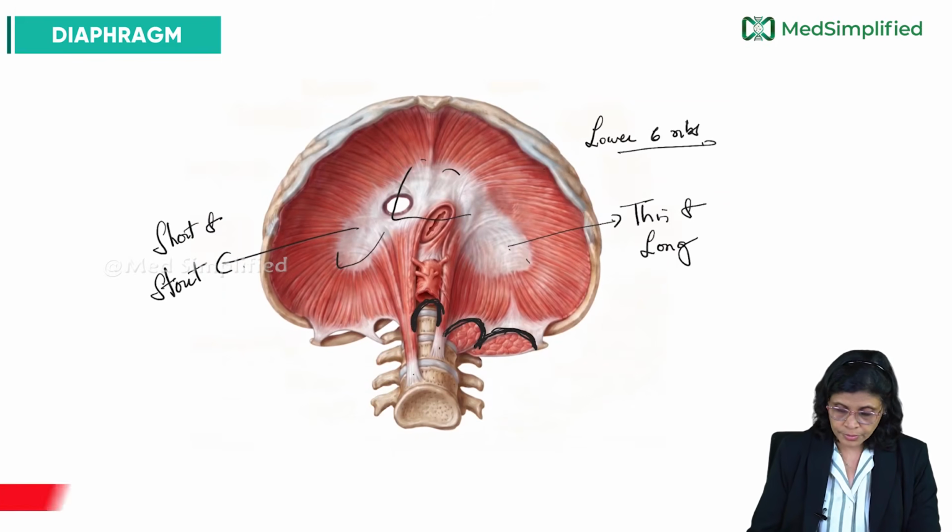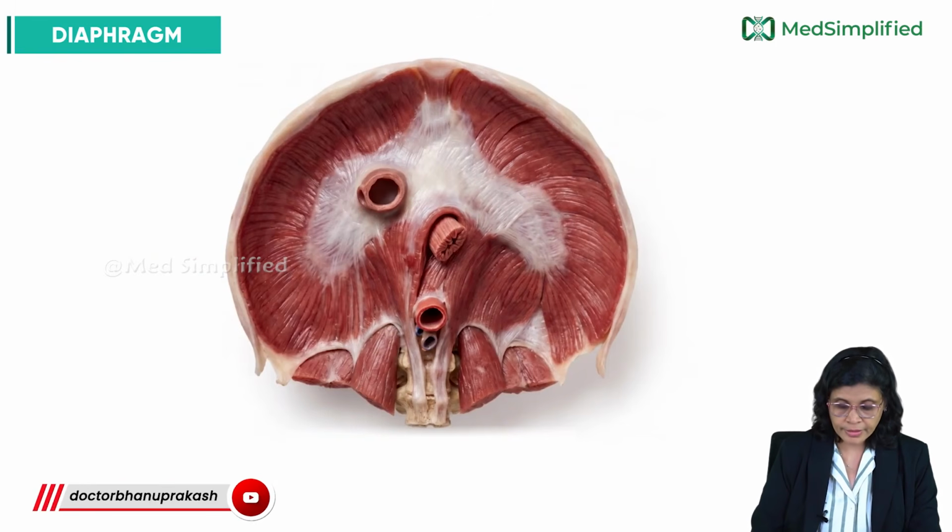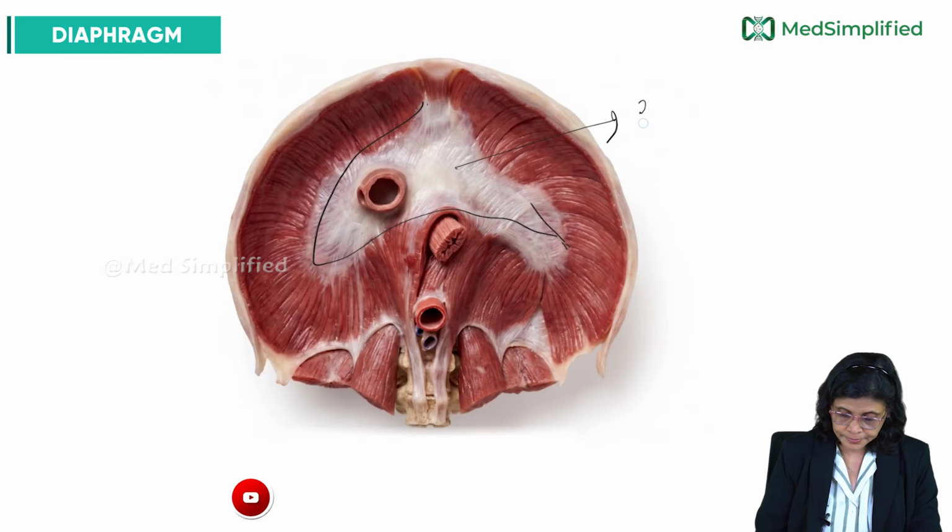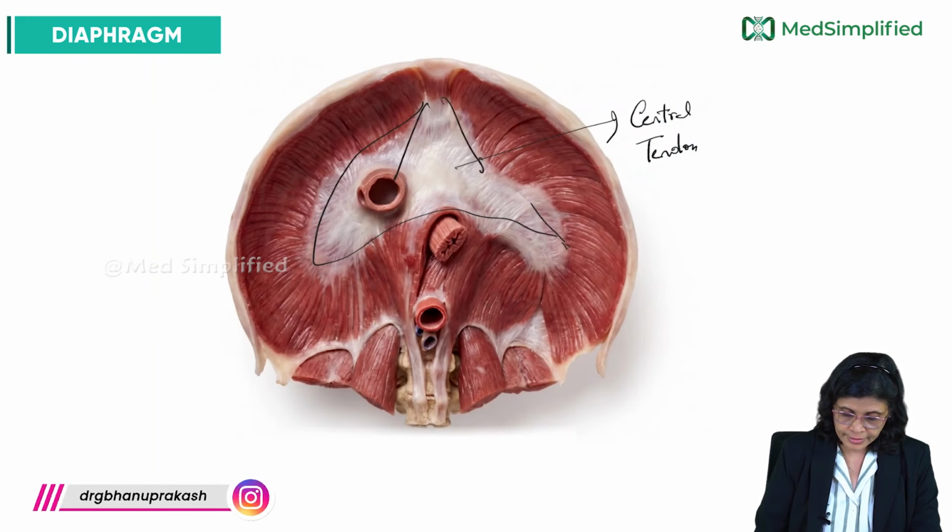So this is a closer view of the central tendon. This is triangular, the central; these are the posterior, short and stout, and this is long and thin. You can see it here.